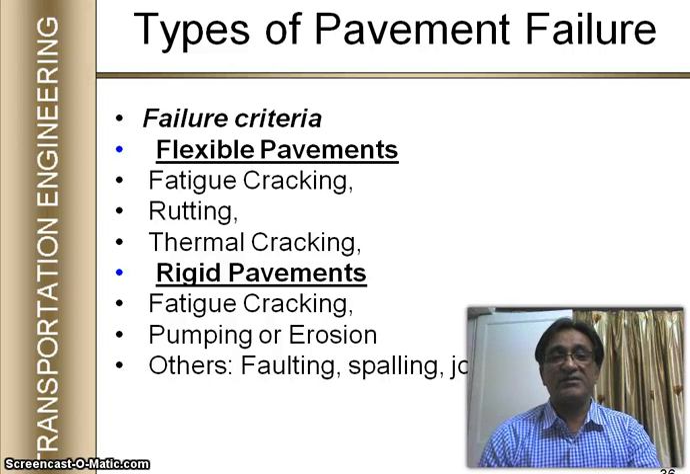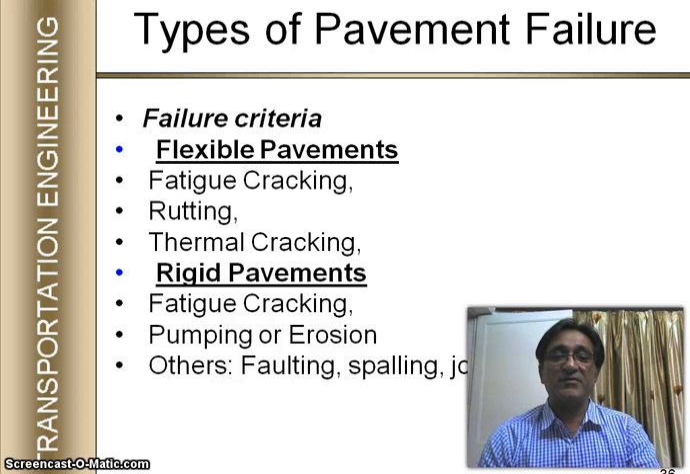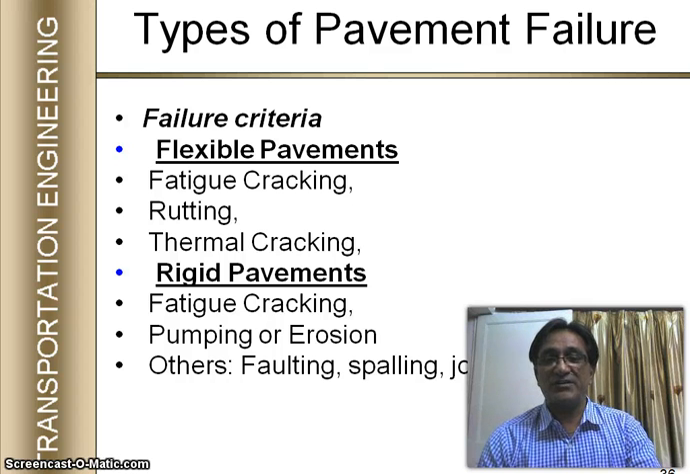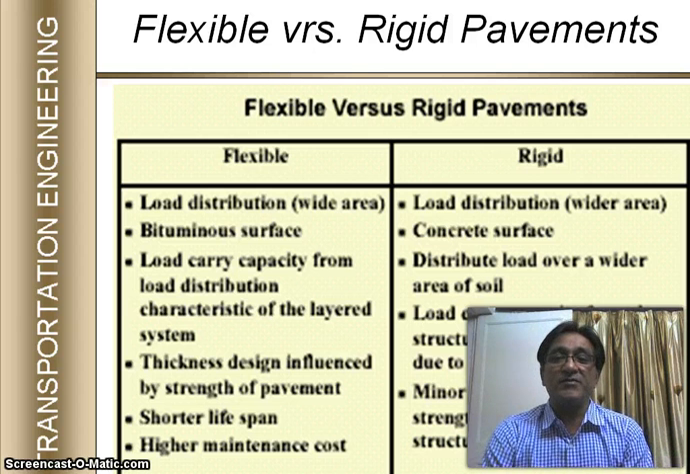The types of pavement failure. Failure criteria in flexible pavement are fatigue cracking, rutting, and thermal cracking, whereas in rigid pavement they are fatigue cracking, pumping or erosion, and others such as faulting, spalling, joint deterioration, etc. And we can show from the table the comparison between flexible pavement and rigid pavement.